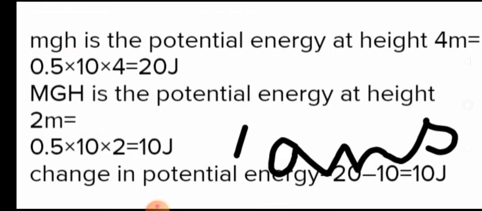Okay children, so the change in the potential energy is when you subtract the lower value from the higher value, and you will get the answer that is equal to 10 joules. Hope you understood this problem. Shall we move to the next one?